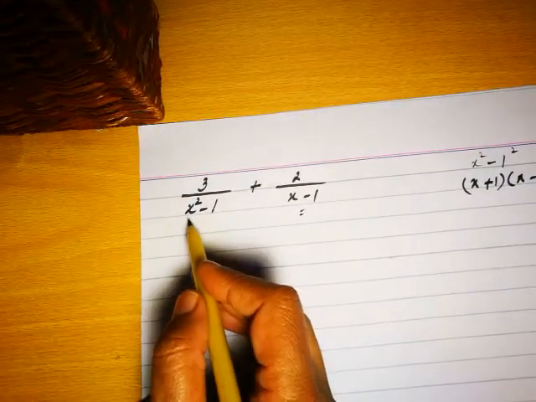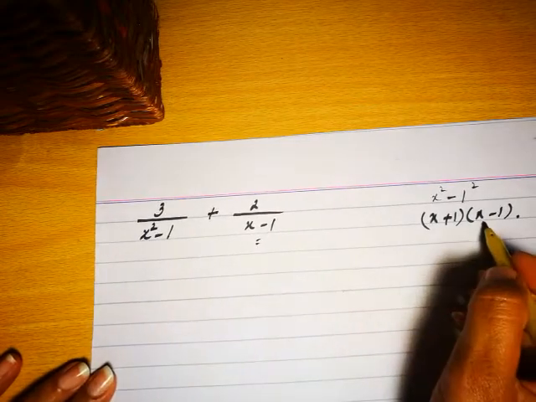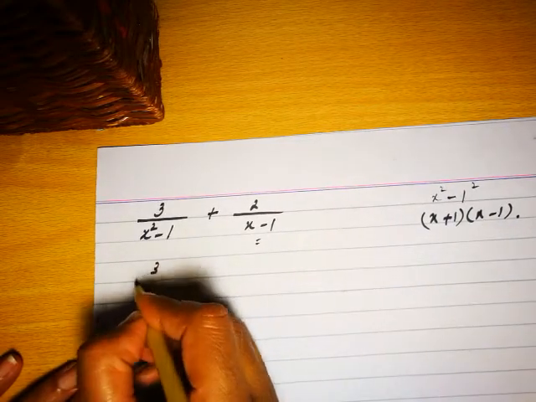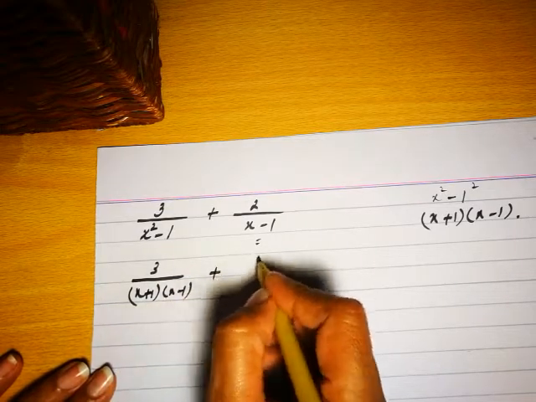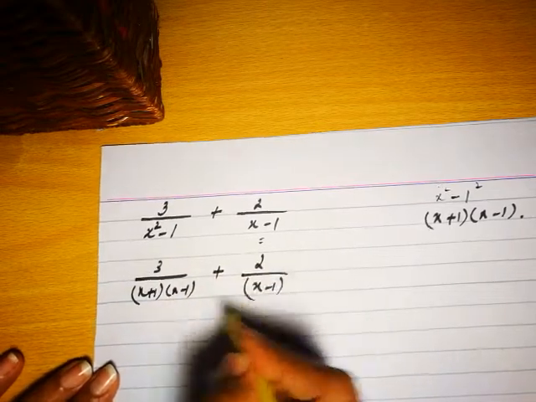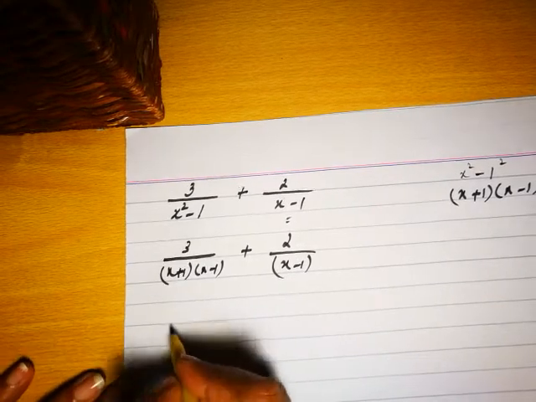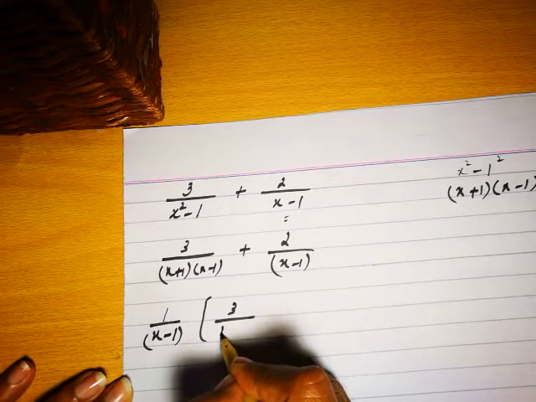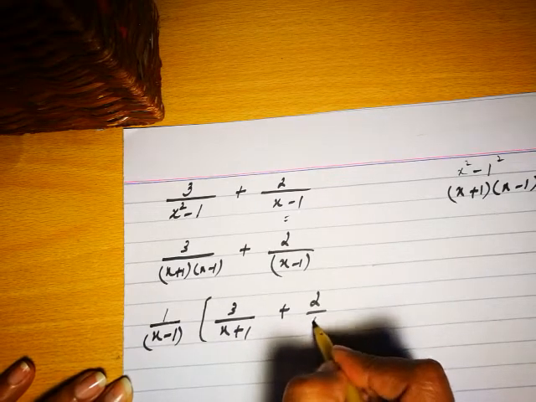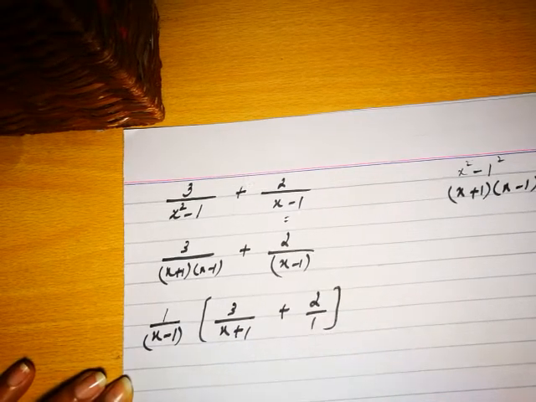If you're going to write x square minus 1 as x plus 1, x minus 1, let me write it down. x plus 1 and x minus 1 plus 2 over x minus 1. One factor is common. What does it mean? I'm going to take it common. What I'm left with? 3 over x plus 1 plus 2 over 1. So it will become easier.